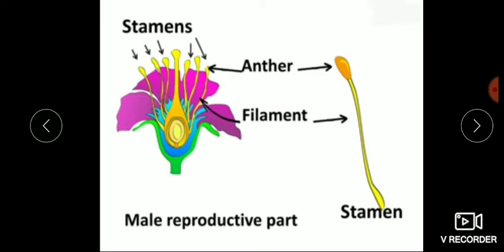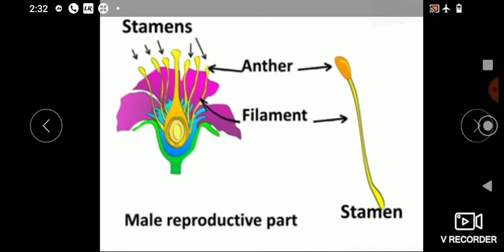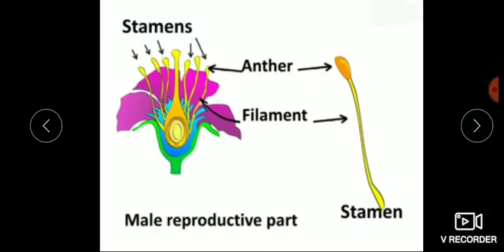Each stamen has a bag-like structure called the anther, and a long tube-like structure called the filament. Anther produces pollen grains that take part in reproduction. The filament provides support to the anther. Okay, and the stamen has two parts, anther and filament. It's called the male reproductive part.